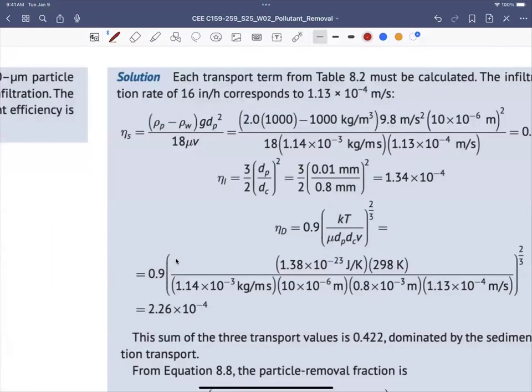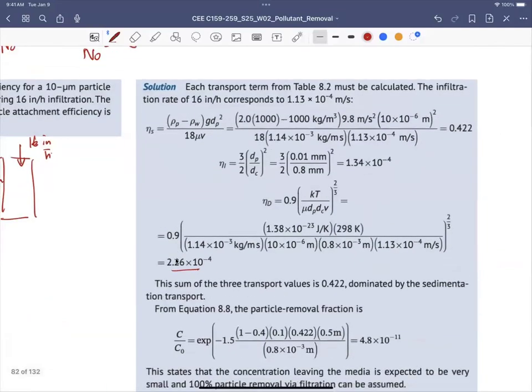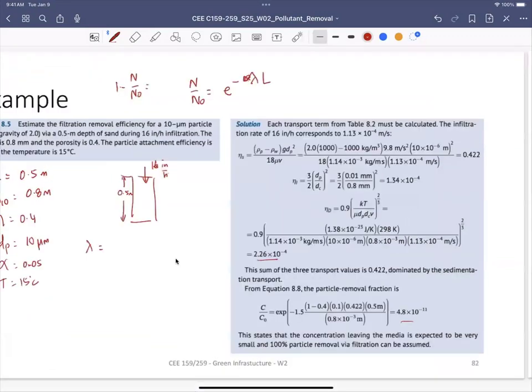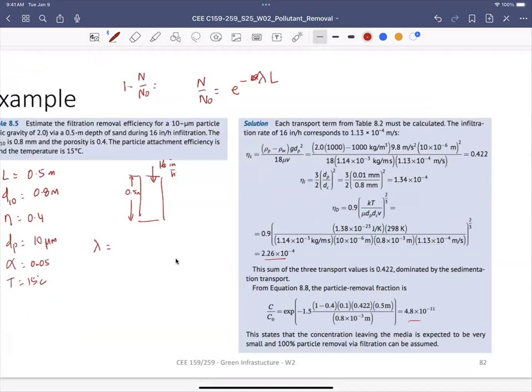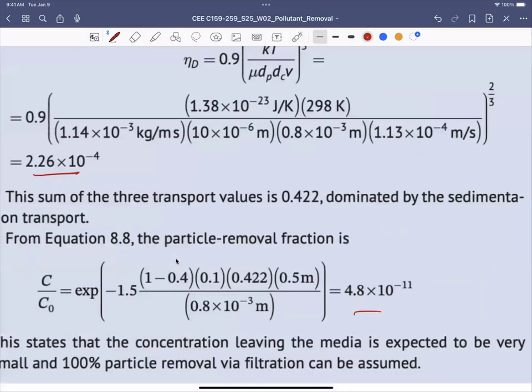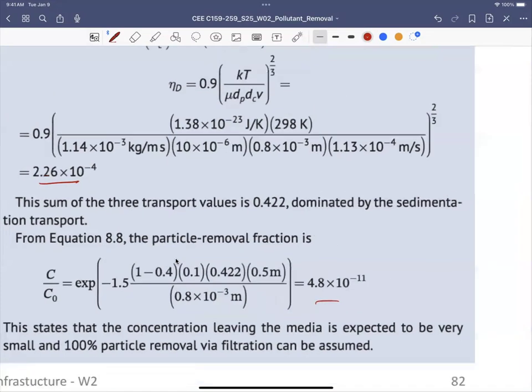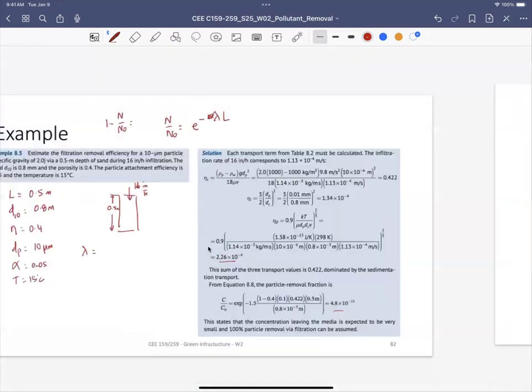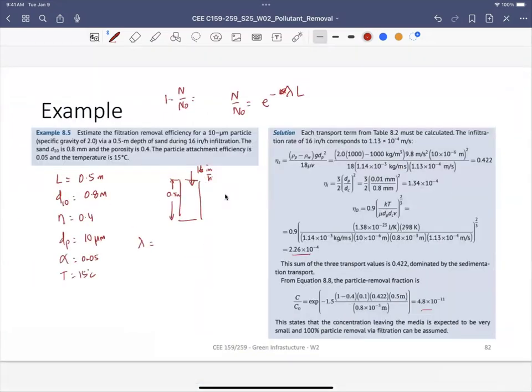So this is where it is given. If you calculate collision efficiency for all these different factors, you'll get this number. And then you can calculate N by N0, e to the power of all those variables. Then you find that this number is very small. What that means is your effluent concentration is very, very small, 11 orders of magnitude lower than the influent concentration. So that means 100% of particles will be removed. With that, you'll learn how to use filtration equations to calculate how many particulates you can remove.